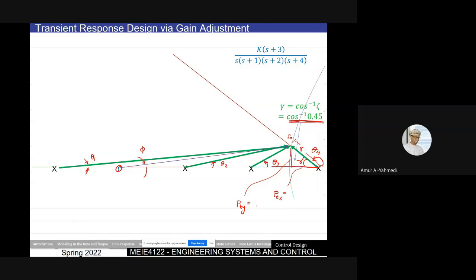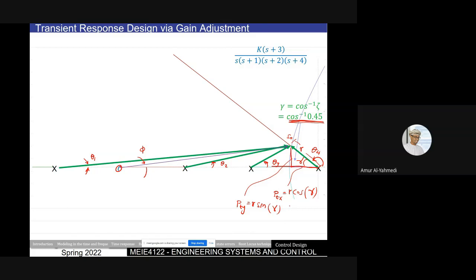So what is the length of this side, PTX? The cosine is R over PTX. So R cosine gamma. PTY is R sine gamma. So knowing gamma, I can calculate PTX and PTY if I assume R.